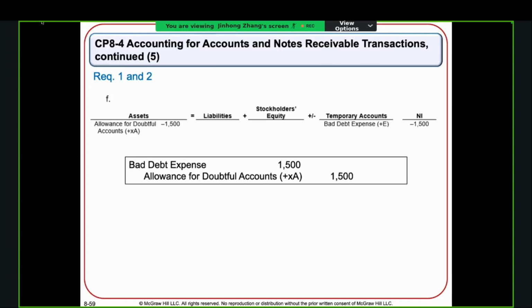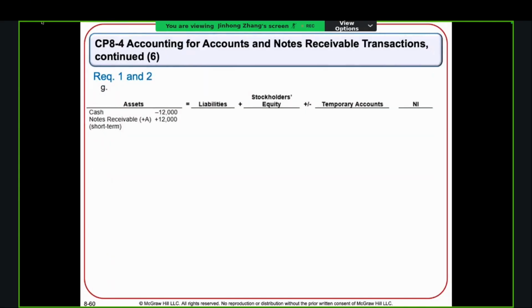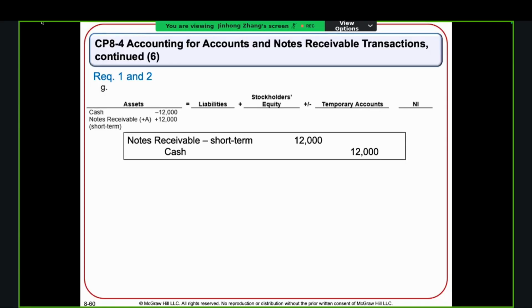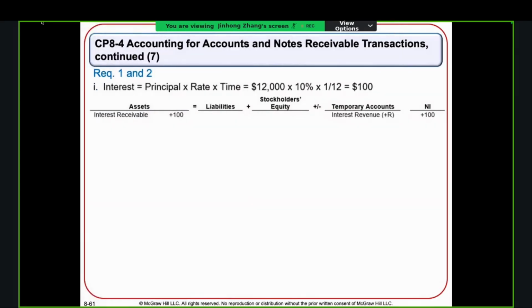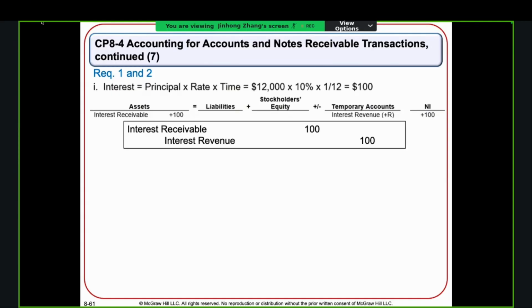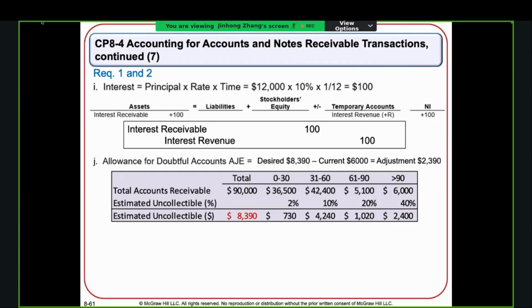So you have the allowance, continue to do that, and the cash, notes receivable. Okay. So that's the interest we talk about. You book interest revenue if it's just 1 month. Now it's year end. You need to accrue interest receivable, and then you book interest revenue.